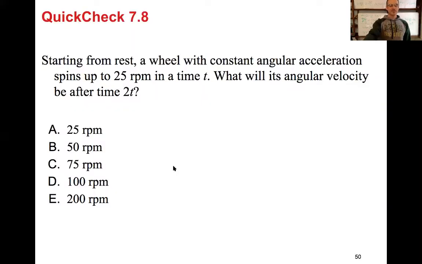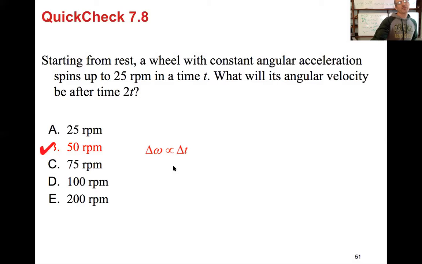All right, I want to skip ahead a little bit, but starting from rest, a wheel with a constant angular acceleration spins up to 25 RPM in time t. What is its angular velocity after 2t? So how do you describe that? We're talking about 25 revolutions per minute, and that is from rest. So it went from 0 to 25 in time t. How fast should it be going after 2t?